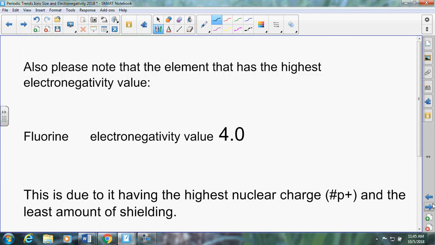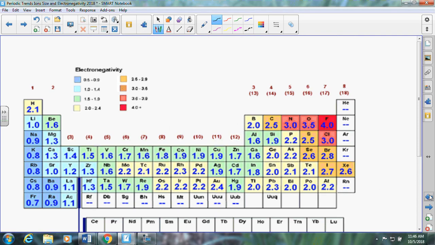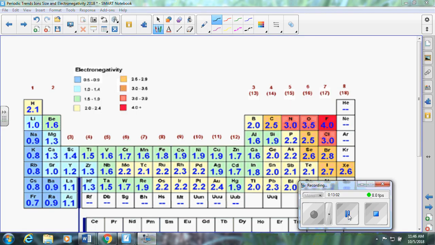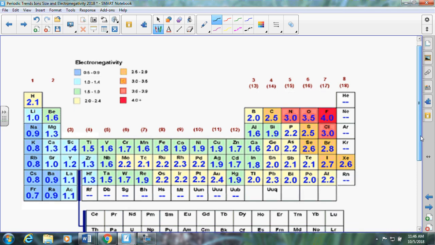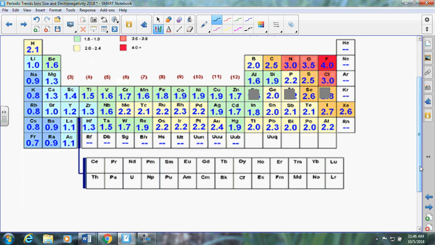And so I'll go back. Actually, I'm going to pause. So one thing that's a really good thing to do is to sort of step back now and look at this whole chart. We know we see it going less down here. We know we see it more going up. There's one element that really sticks out on the electronegativity value tables.